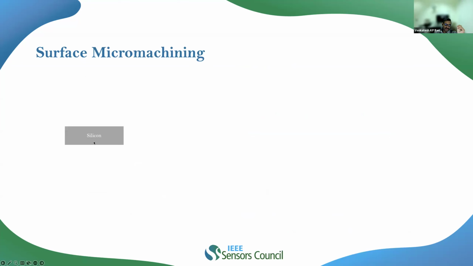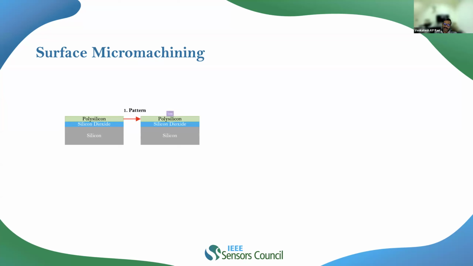So in case of surface micromachining, as the name itself says, surface, right? All the modifications you will do on top of the surface. So that's why it's called surface micromachining. You start with the silicon wafer, and you can deposit the oxide, and you can even deposit the polysilicon. Now you want to pattern this polysilicon. How do we do that?